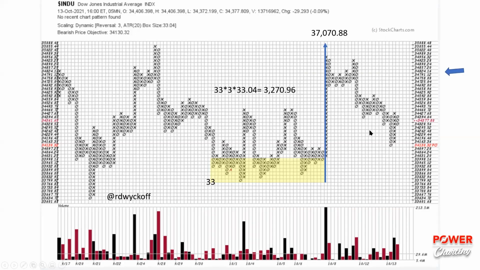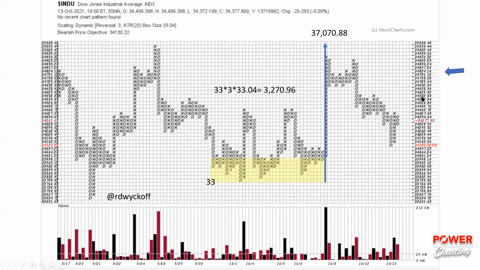Now, turning our attention to the Dow Industrials, you can see here that the Dow Industrials did form a count in this area. Now, this is a 5-minute point and figure chart, 3-box reversal, and ATR scaling, which was 33.04 points. So each one of these, and you can see this count goes up to 37,070, and this is currently pivoting off of this level right here, 34,377, and that was as of yesterday. So pretty good rally going. This blue arrow represents where the Dow is today.